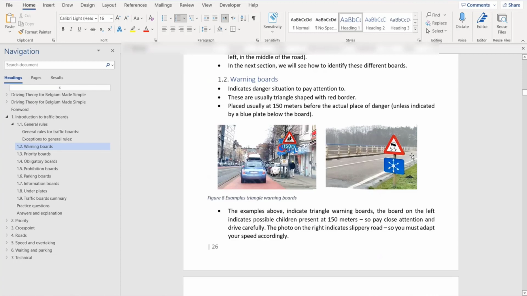Again, in the right photo, it's a slippery road, and here there is no blue plate, so it clearly indicates 150 meters. There might be situations where instead of 150 meters, they might put 50 meters or 100 meters. Then you know, okay, at 50 meters there's a danger situation, so I must pay attention to that, right?